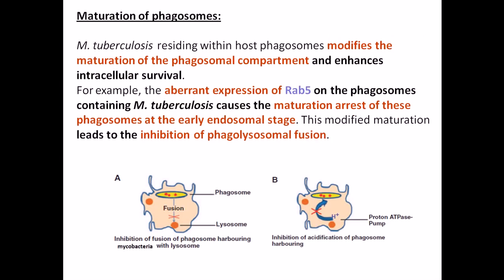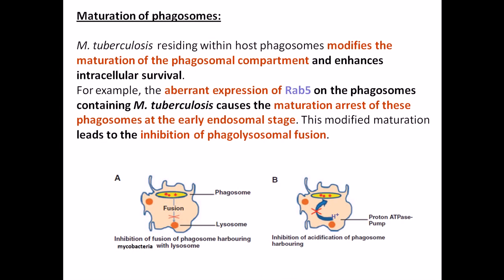The third important stage to block is the maturation of the phagosome, and this is very important because phagocytosis is all about degrading the bacteria inside the phagosome and releasing it outside. So it can block the maturation of phagosomes. Now what we know is that Mycobacterium tuberculosis residing within the host phagosomes modifies the maturation of the phagosomal components, and that enhances the intracellular survival of that bacteria to a greater extent.